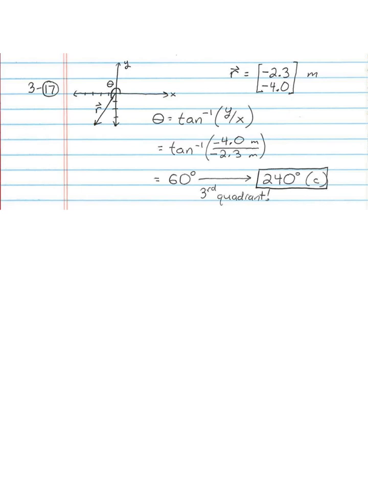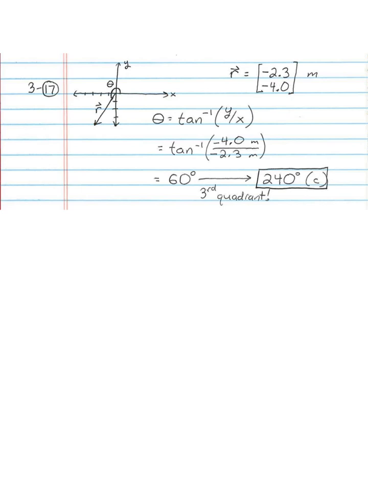Let's draw the picture. So negative 2.3 and negative 4.0, as we draw the picture, we draw negative 2.3, so 2.3 to the left, 4.0 down. And we see it's a third quadrant angle. So to find the angle, we take the arctan of y over x, the arctan of negative 4 over negative 2.3. And when we do that in the calculator, it gives 60 degrees.